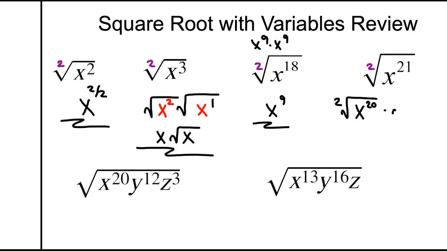20. Because you can break up the square root of x to the 21 into x to the 20 times x to the 1. So any power that's a multiple of 2 is a perfect square. So in this case, this is x to the 10th times the square root of x.